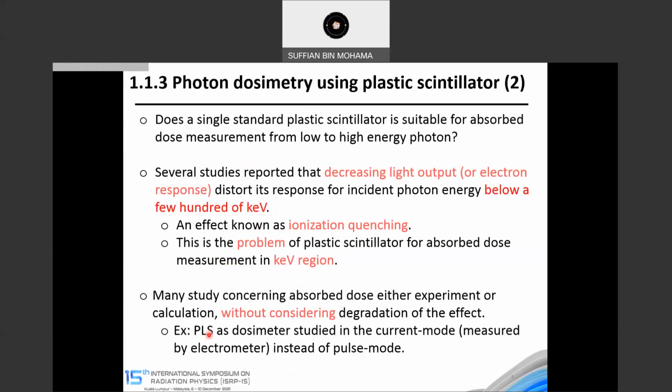So the question is, is a single standard plastic scintillator suitable for absorbed dose measurement from low to high energy photons? Several studies have reported that the decreasing light output, or we can say decreasing of electron response, distorts its response for incident photon energy below a few hundred keV. This is an effect known as ionization quenching. So this is the problem of plastic scintillator for absorbed dose measurement in the keV region. And many studies concerning absorbed dose, either through experiment or calculation, do so without considering the degradation of this effect.